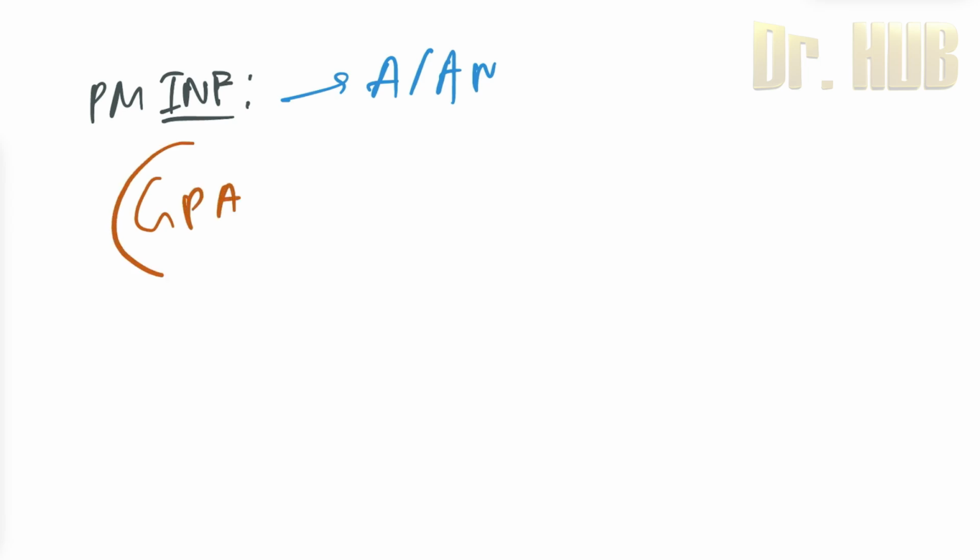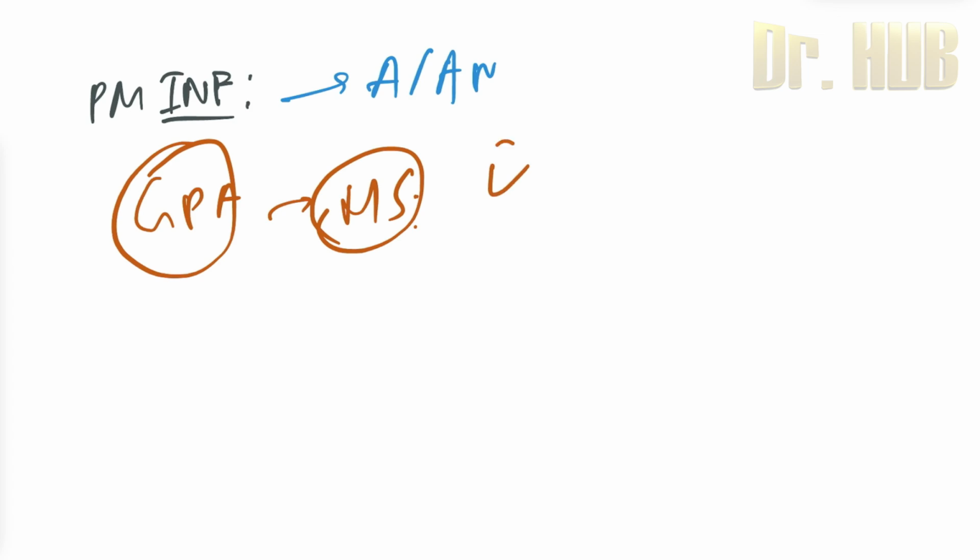Next is the polymicrobial infection, which involves both aerobes as well as anaerobes. And there is group A beta hemolytic streptococci. So this is the most common organism.